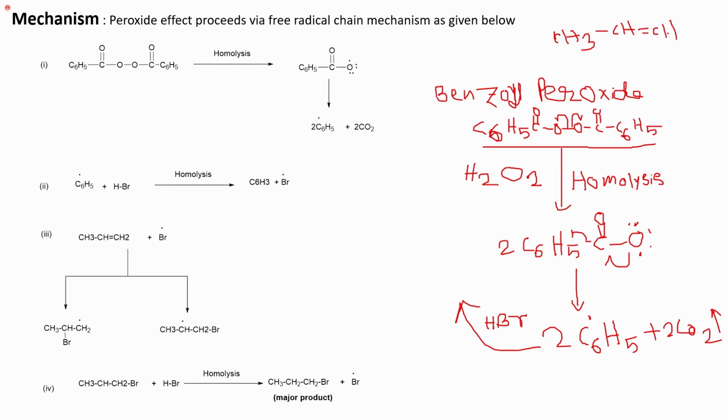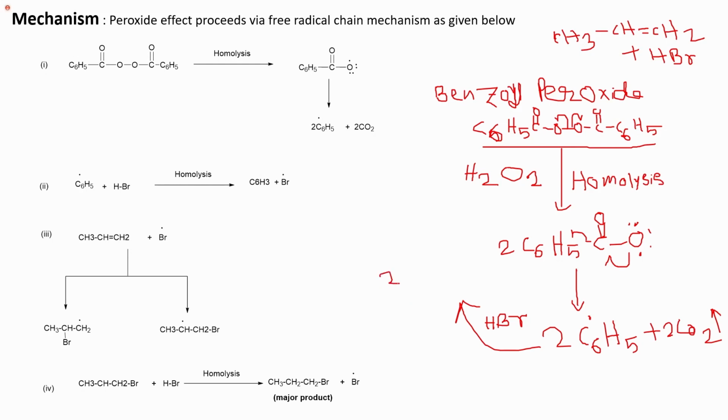Now we are adding HBr to this alkene moiety. HBr plus peroxide, then what will it generate? So now C6H5 dot plus HBr. So what will it form? In the presence of HBr, this hydrogen will be abstracted by C6H5 dot. Then what will it form?